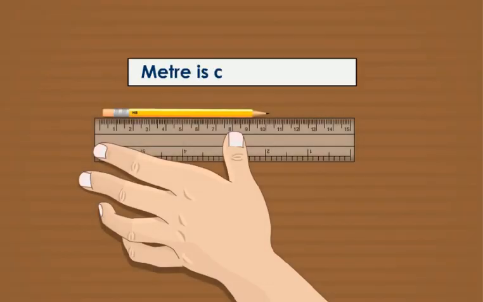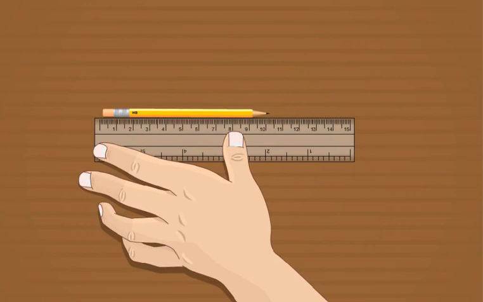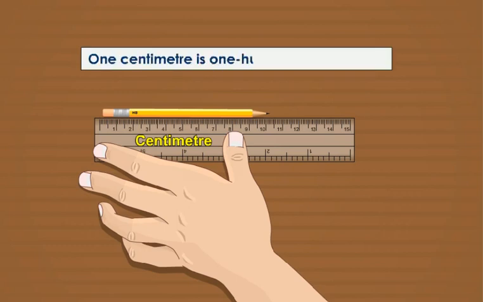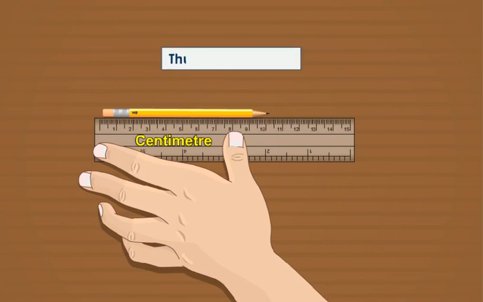Similarly, meter is a very big unit for measuring the length of a pencil. A smaller unit, centimeter, is used for this purpose. It is abbreviated as cm. 1 centimeter is 1/100th of a meter. Thus, 1 meter equals 100 centimeter.